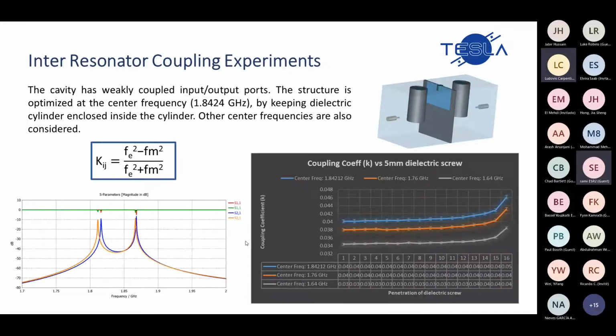Then the next approach was to explore the input coupling in order to maintain a constant bandwidth. We started our experiment with this two-cavity model, having low coupling on both sides, and we inserted a dielectric screw in a traditional inductive window to observe the coupling coefficient variation with respect to the height of the tuning screw. We observed that when we insert the dielectric screw inside the inter-resonator coupling iris, the coupling coefficient increases while moving to the lower frequency.